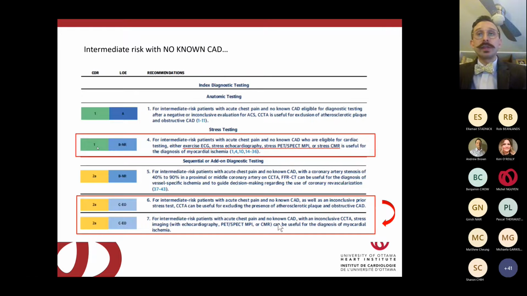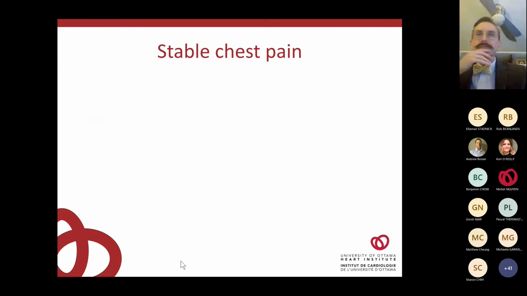For intermediate patients with acute chest pain and no known CAD who had a prior inconclusive test, it's reasonable to do CT angiography. And likewise, for intermediate patients with acute chest pain with no known history of CAD who had a prior inconclusive CT test, it's reasonable to get functional imaging with a nuclear perfusion scan, stress echo, or stress CMR. All right, and now let's move on to stable chest pain.